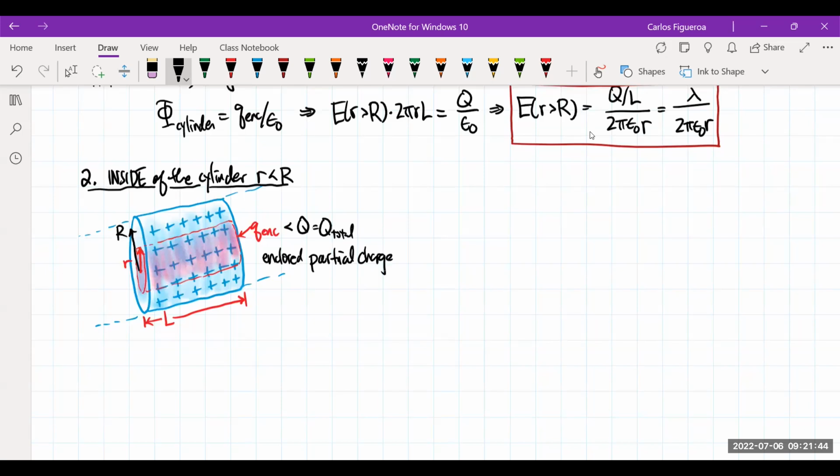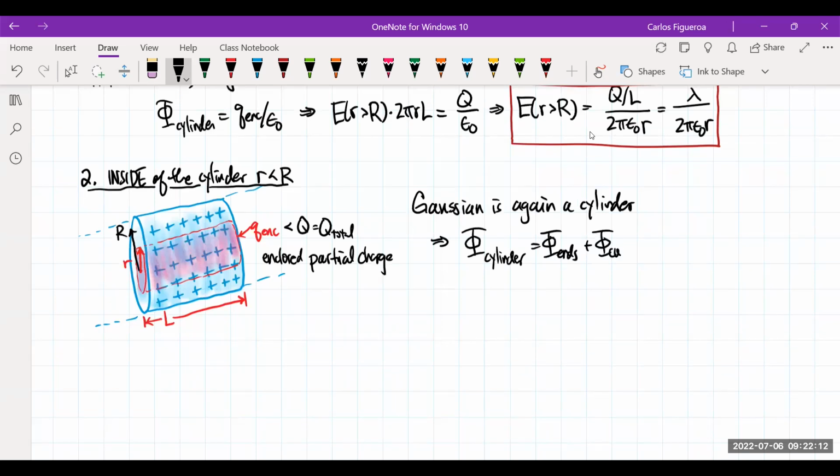So we know that the enclosed charge must be smaller. Okay, so now let's look at the Gaussian. The Gaussian is again a cylinder. This immediately tells me that I know the flux of a cylinder, right? There's the end pieces plus the curved walls.